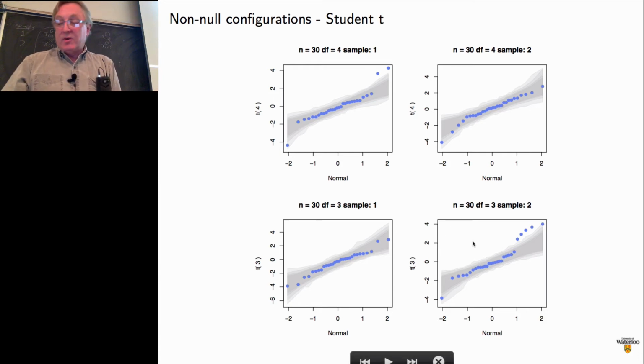So to answer your question, it's two ways of saying the same thing, pretty much. It could have been generated by a heavy tail distribution. Those are outlying points. So heavier tail distribution in the bottom row, slightly less heavy tail distribution in the top row, degrees of freedom 4 and 3.